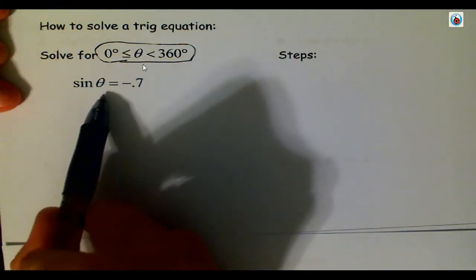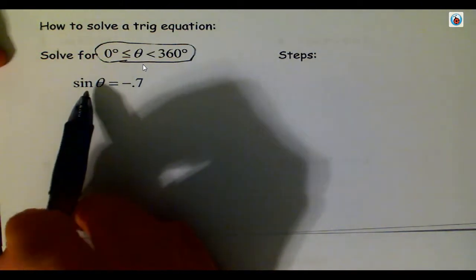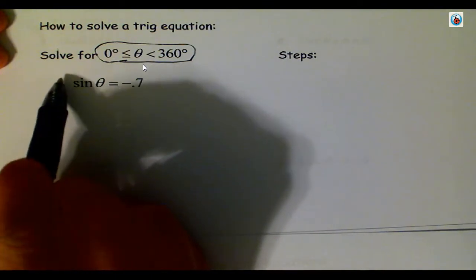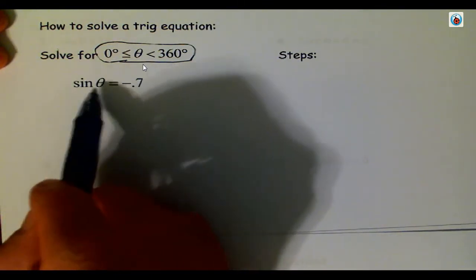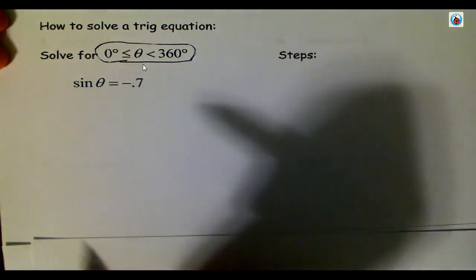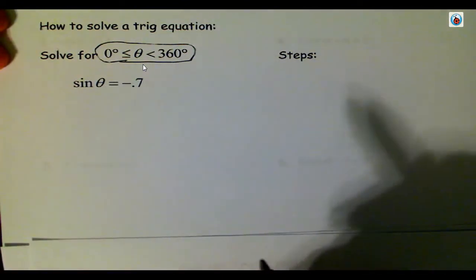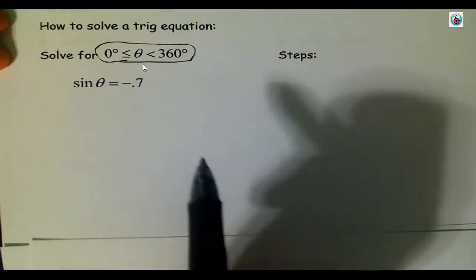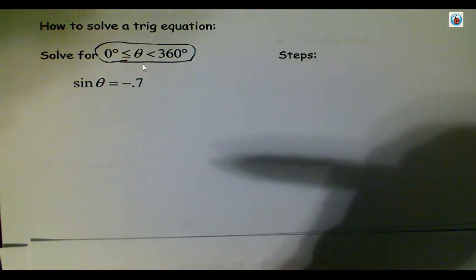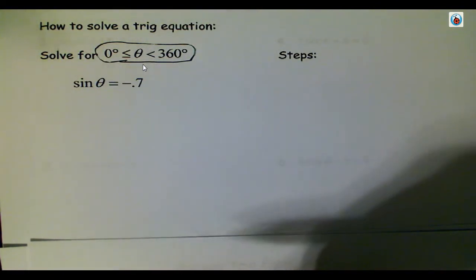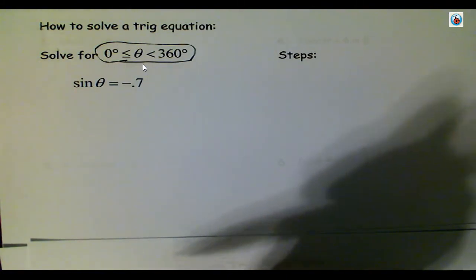Alright, looking at our problem. Step 1 says to get our trig function by itself. That means nothing with it. I shouldn't see a 2 times sine theta or a sine theta plus 5 kind of thing. I should only see sine of theta equals. Alright? And I have that, so check. Step 1 is good.